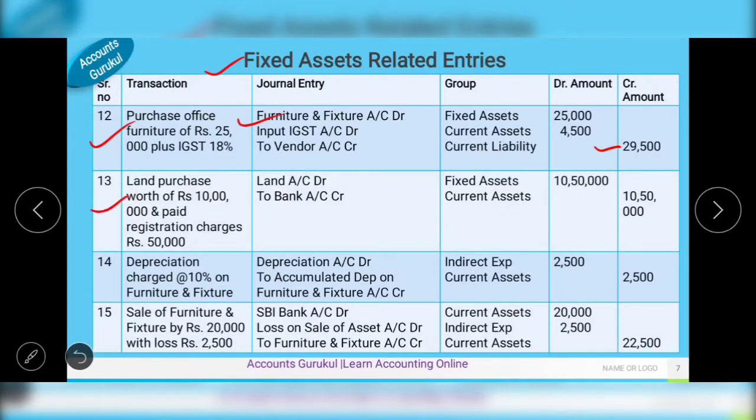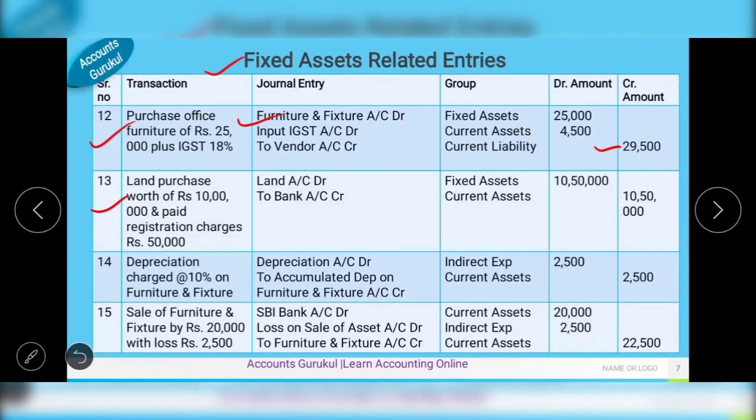Then the next one is that land purchase worth of rupees 10 lakh, and paid registration charges rupees 50,000. So here we need to understand the one thing is that at the time of purchase of any capital assets, till the time that asset is going to be put to use, whatever expenses are incurred on that, we have to do the capitalization with that assets.